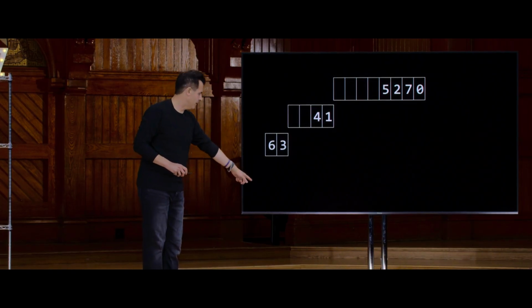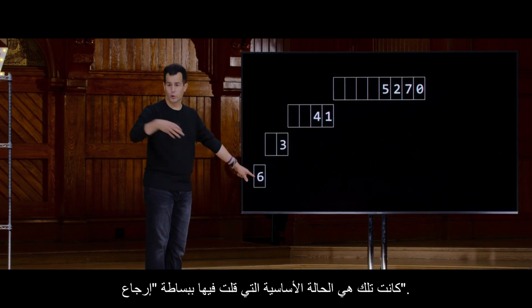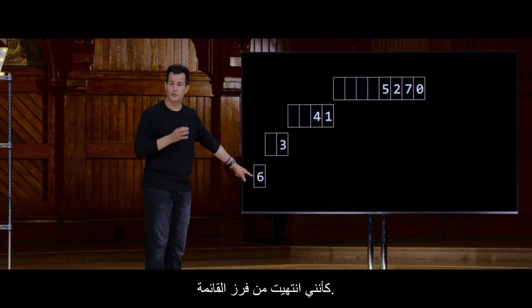Sort the left half. All right, well, I'm just going to write the 6 here. How do I sort a list of size 1? I just don't. I'm done. That was the so-called base case where I just said return. Like, I'm done sorting the list.